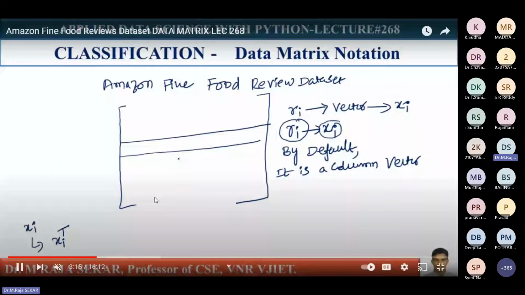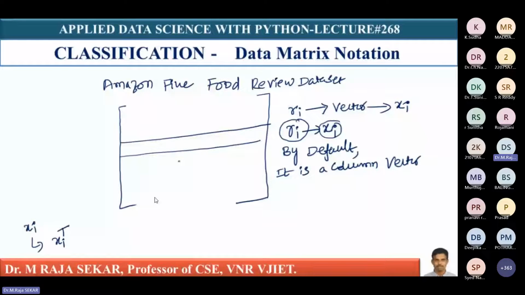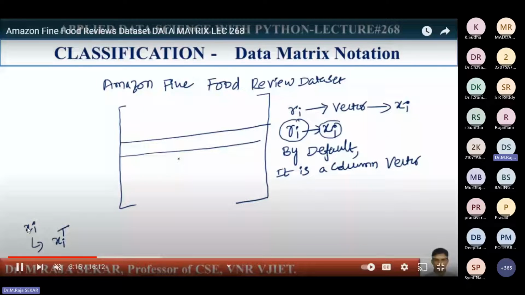Here also, I am taking review data, I am taking review text, I am converting it to a vector, treating it as xi. Xi is a vector, basically a column vector. If I take the transpose of this column vector, I will get a row vector. Here, this is xi transpose. First row, x1 transpose. Second row, x2 transpose. Third row, x3 transpose. Last row, xn transpose.